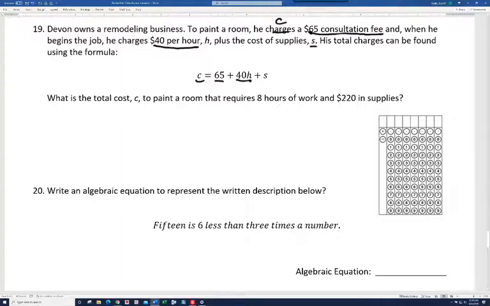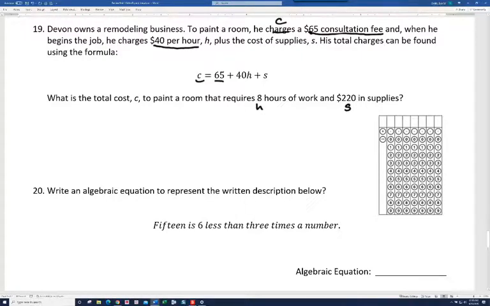And then you also have to pay the cost of supplies. He's not going to pay for those. It says, what is the total cost to paint a room that requires 8 hours of work? So 8 would be our H, and notice 220 is our S. It's the amount spent on supplies.